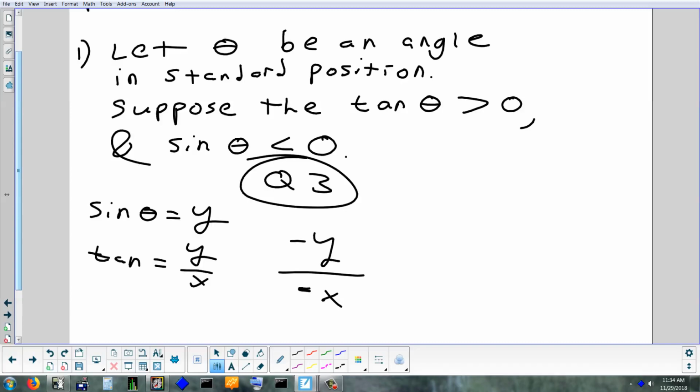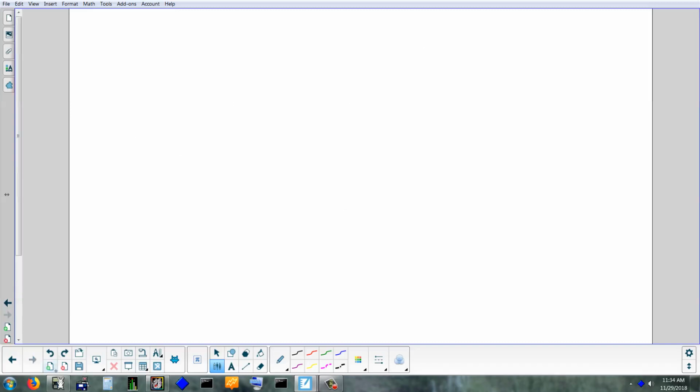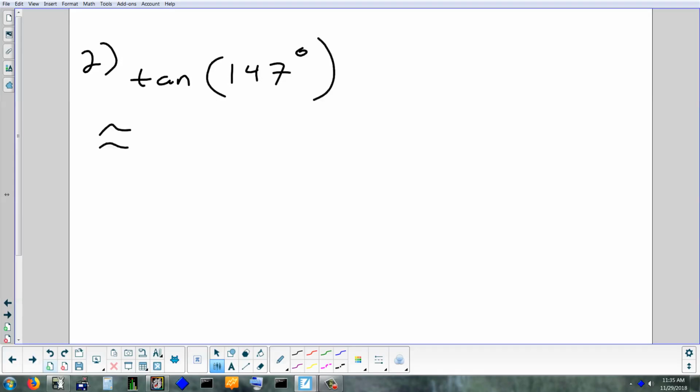So something kind of like that. How about let's find the tangent of 147. Okay, how would you find the tangent of 147 degrees?